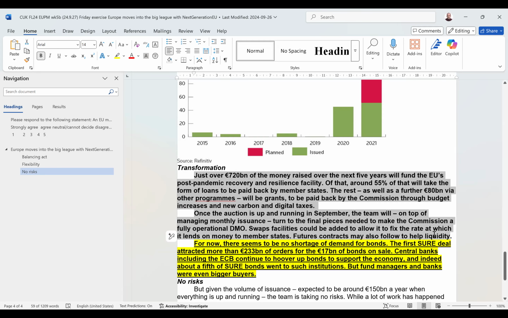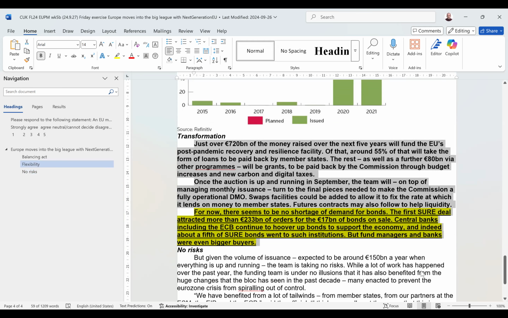For now, there seems to be no shortage of demands for bonds. The first Sure deal attracted more than 233 billion euros of orders for the 17 billion of bonds on sale. Central banks, including the European Central Bank, continue to hoover up bonds to support the economy. Indeed, about a fifth of Sure bonds went to such institutions, but fund managers and banks were even bigger buyers.